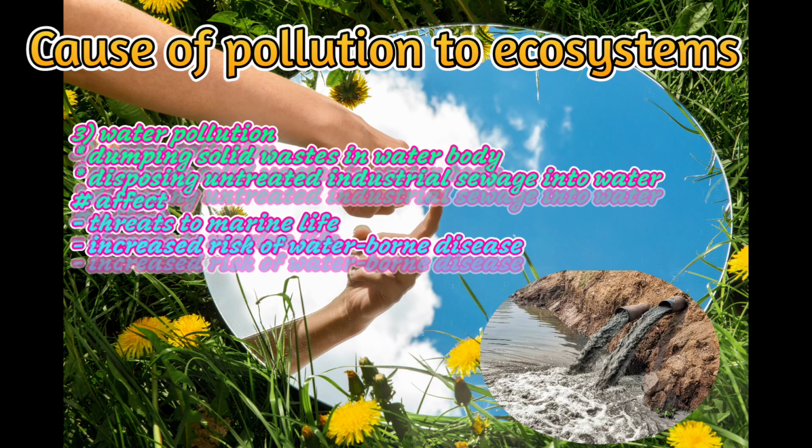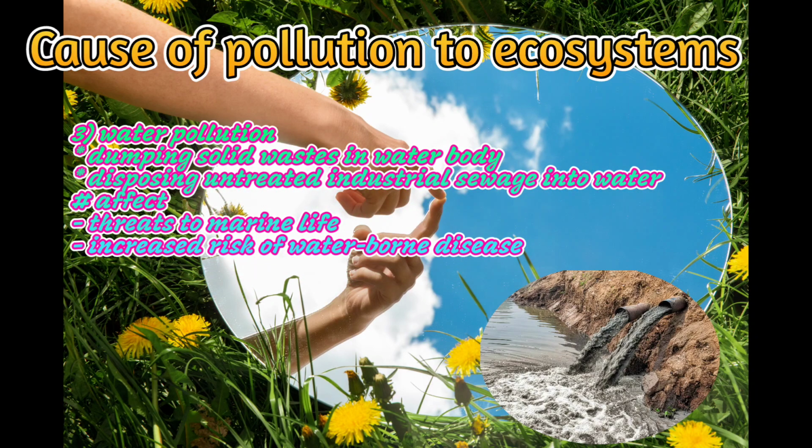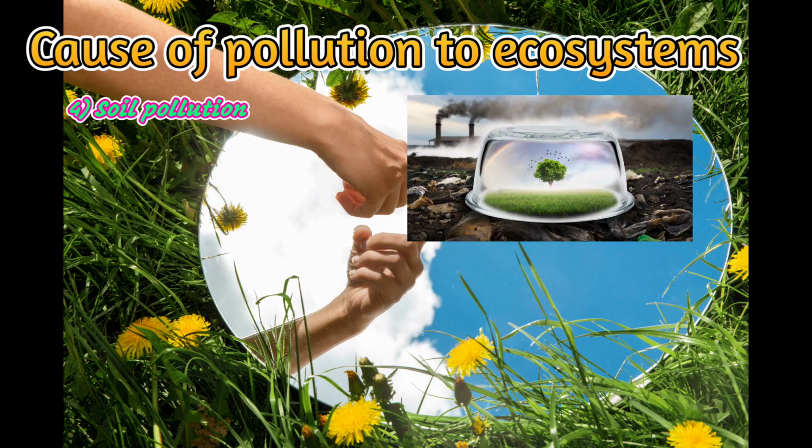The third cause is water pollution. Water pollution is caused by factories dumping solid waste into water bodies and disposing untreated industrial sewage into water. The effect of water pollution is threats to marine life, increased risk of waterborne disease, contamination of the food chain, and lack of potable water.